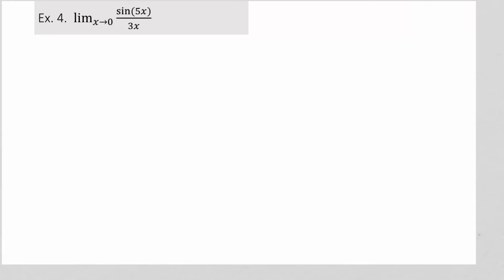In this example, it says, evaluate the limit as x approaches 0 of the sine of 5x divided by 3x. So if we think of substituting 0 in here, we've got the sine of 0 divided by 3 times 0. So we have 0 over 0, so that means we can apply L'Hopital's rule.